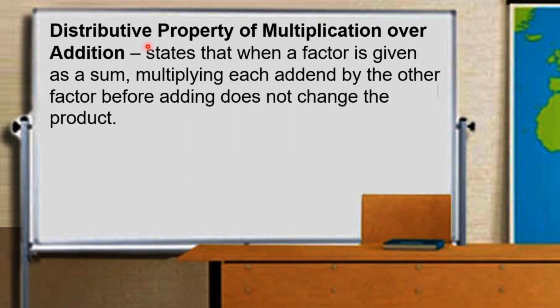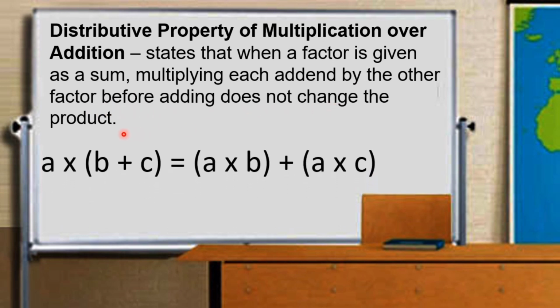Let's have the last one, the distributive property of multiplication over addition. It states that when a factor is given as a sum, multiplying each addend by the other factor before adding does not change the product. So, ganito siya.